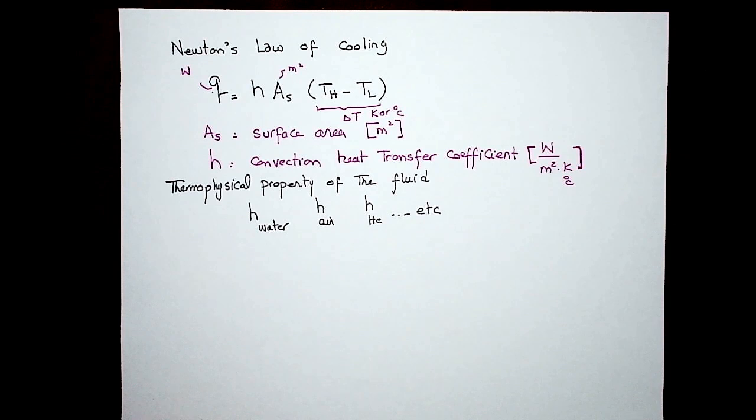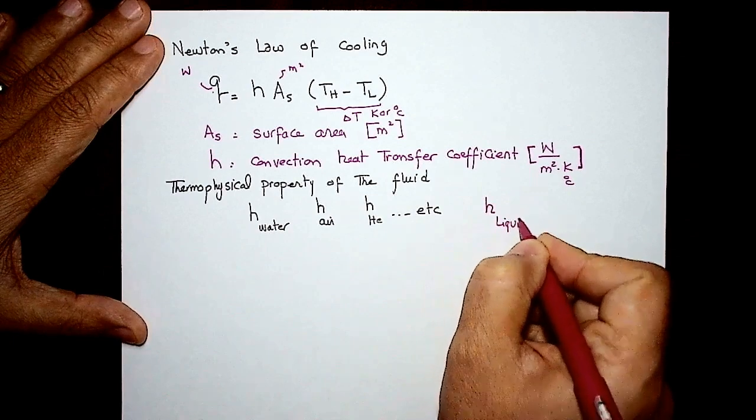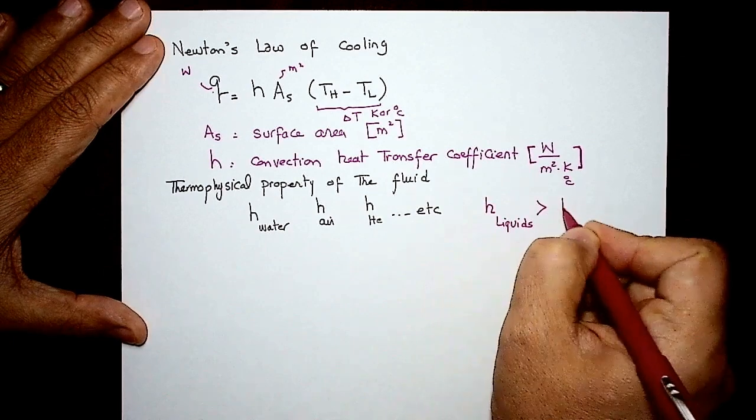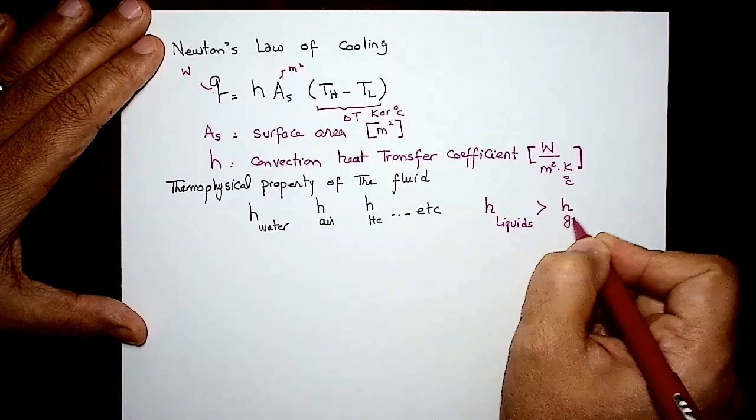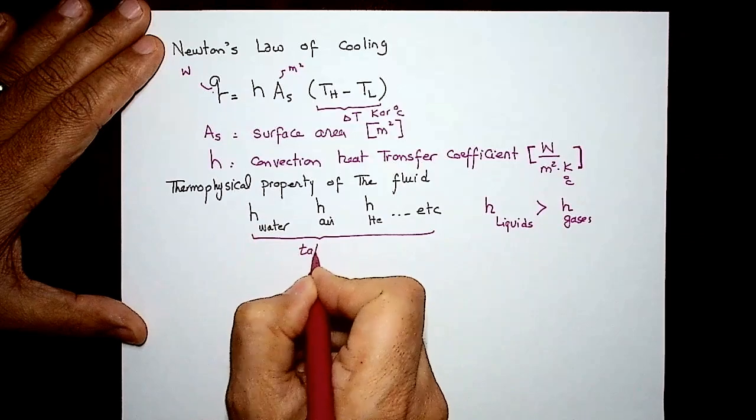Now, if I'm cooling down a boiled egg using water, and I'm cooling down the same boiled egg with air, which one is going to cool down quicker? If you dump that boiled egg into a water bath and the other egg into the air atmosphere, which one is going to cool down faster? The one in liquid. So we are expecting that H for liquids is going to be higher than H for gases. And again, H is a tabulated value. We have tables.